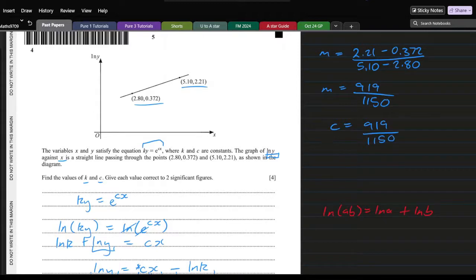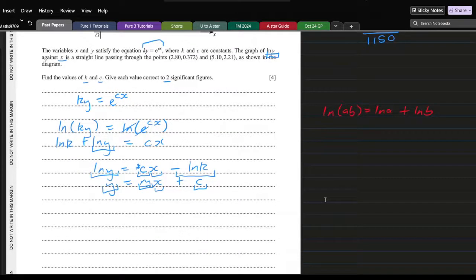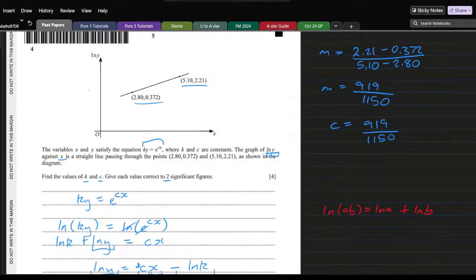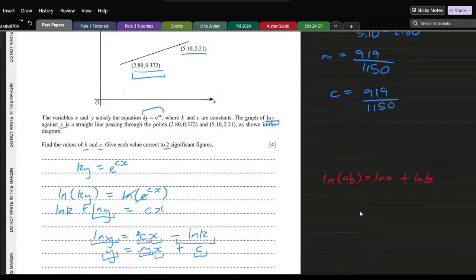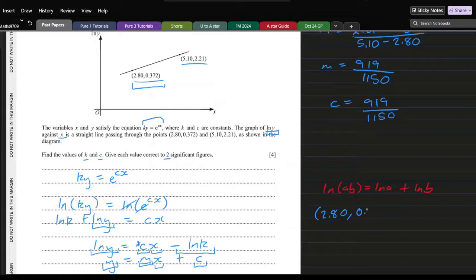Now they want c correct to 2 significant figures, but I won't simplify it just yet because we still want to use it to evaluate k. Alright, so now that we have c, we can go ahead and evaluate k by using one set of coordinates. We can use this set, and then we'll also use our gradient m. Alright, so our coordinates are 2.80 and 0.372, and we're saying our c is 919 over 1150.